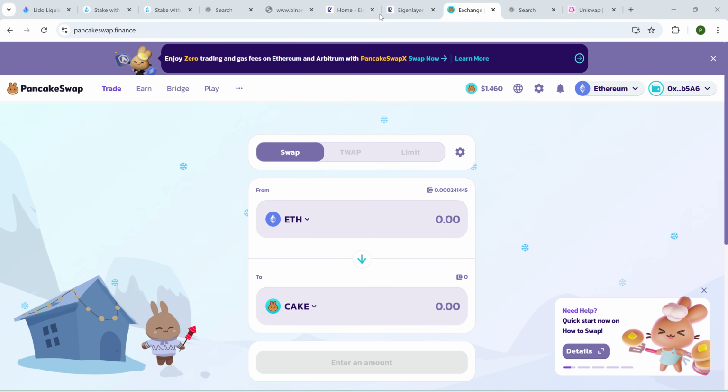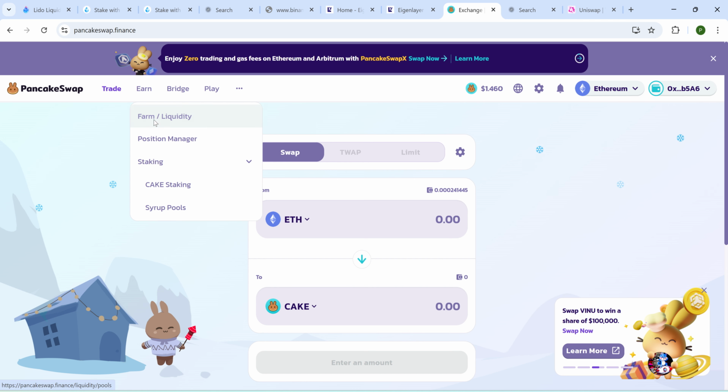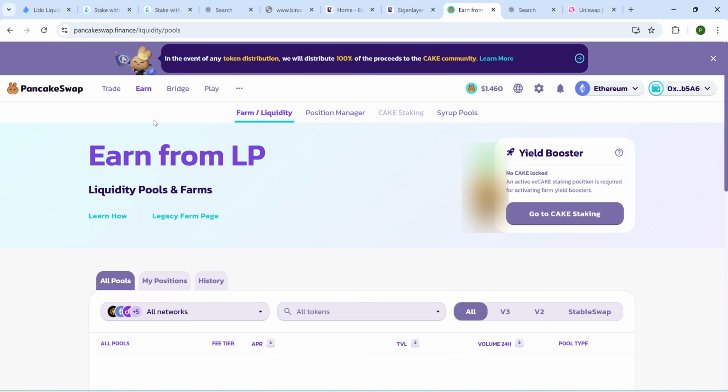Now we are looking at yield farming, another way to make passive income. Here you can just swap. This is the PancakeSwap interface. Then you look at the side, you see liquidity farming. You can also stake here.